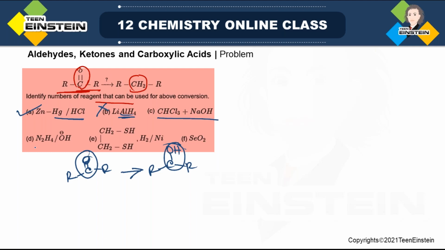We have used it in Wolff-Kishner. Though the HO minus is not shown, NaOH is shown, but in any basic condition we can do this reaction. So this reagent, Wolff-Kishner, can also be used.